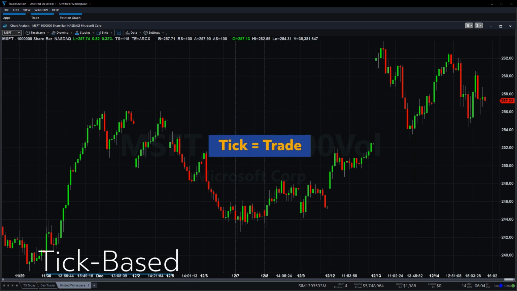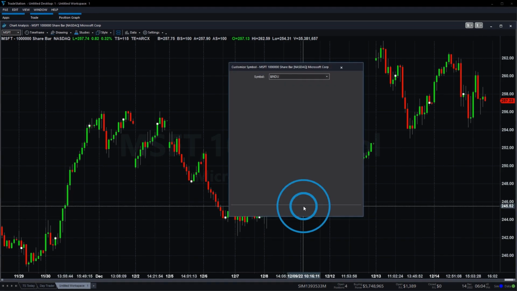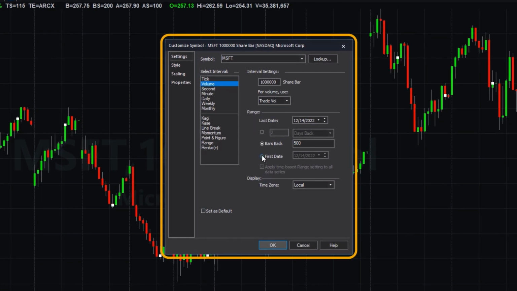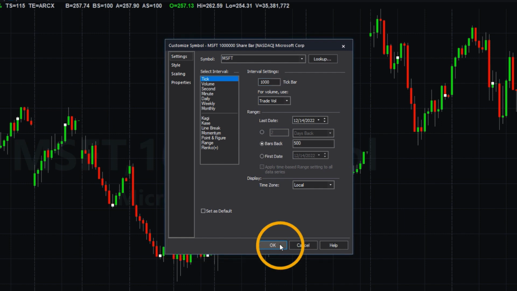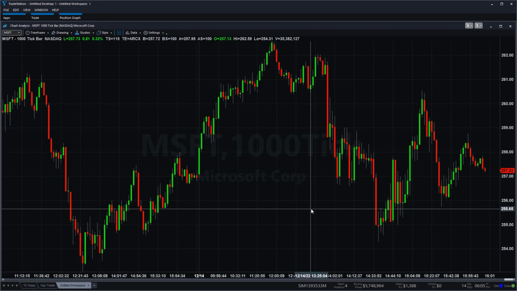Another way charts can be built is based on ticks. A tick is a trade in the security. When a buyer and a seller come together and complete a transaction, a tick has been created. To set up a tick chart, double left-click on any candle. Double-clicking on candles also takes you to the Customize Symbol dialog. On the Settings tab, choose Tick under Select Interval, and then enter the number of ticks you want each candle to be based on. Every candle will contain the price action from that number of trades. Remember, the candle is based on ticks or trades, not shares or contracts.